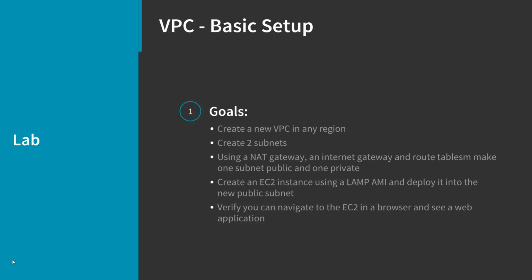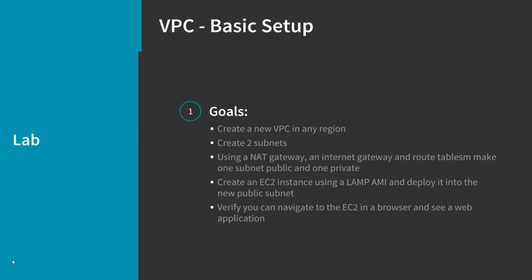So your first goal for this lab is to create a new VPC in any region. After that, you should create two subnets, and then using a NAT gateway, an internet gateway, and route tables, make one subnet public and one private.